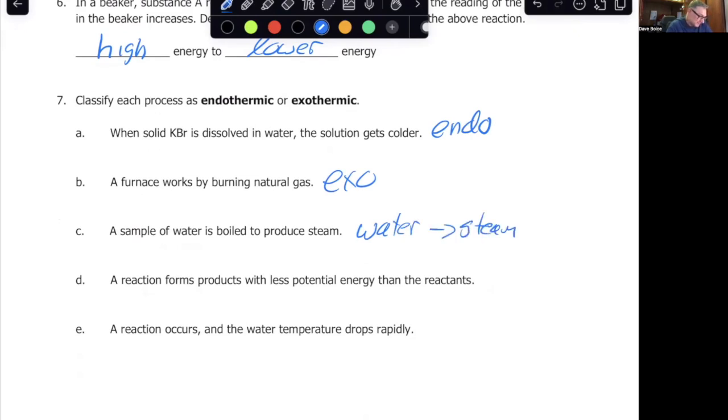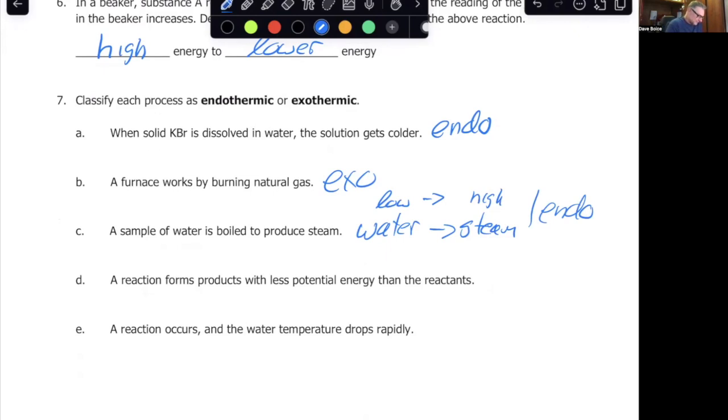And which one has more energy, steam or water? Well, steam has high and water is low. So if I go from lower energy to higher energy, that means I had to absorb energy. So therefore, endothermic. So you don't want to think just this turned hot, did this turn cold. You want to think more about where you started and where you went to.